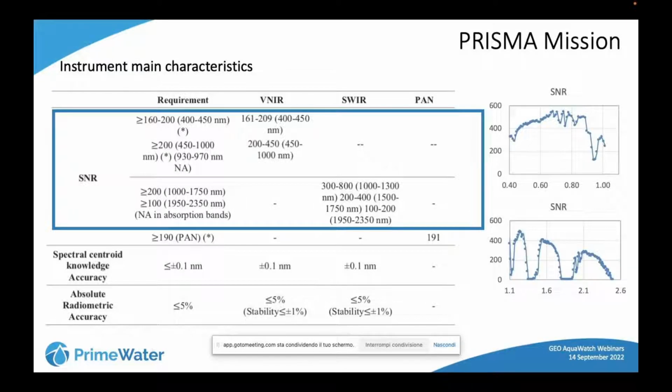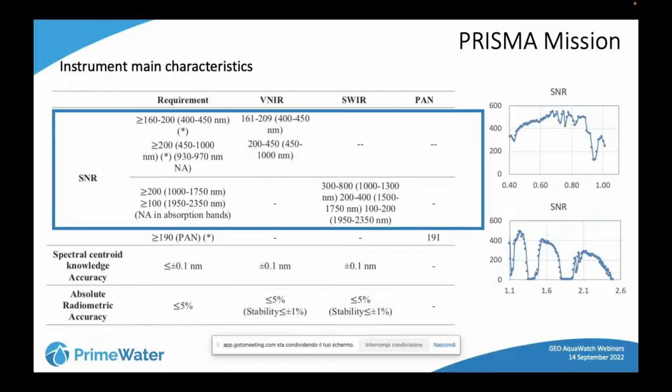So in terms of signal to noise ratio, we are part of the aquatic community. Those are of course not optimized for observation of dark targets such as water bodies, but this is of course a limit of the technology, because it has to provide a high number of bands within a 30-meter spatial resolution.